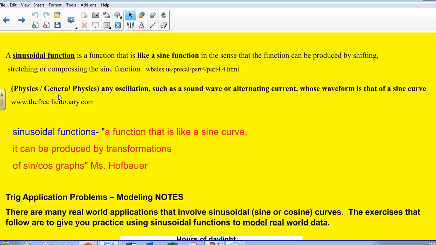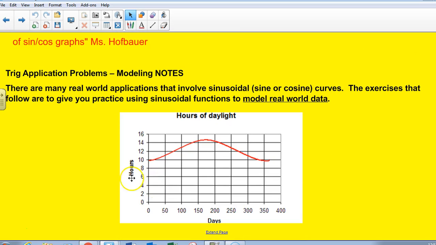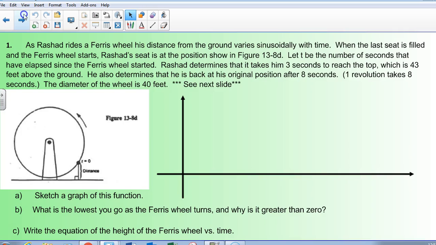I won't read this all to you, but basically physics uses a lot of this concept. You have things like sound waves and alternating current that are a part of or could be modeled by sinusoidal functions. Here's another one down at the bottom. The hours of daylight on any given day over the course of the year is also periodic.